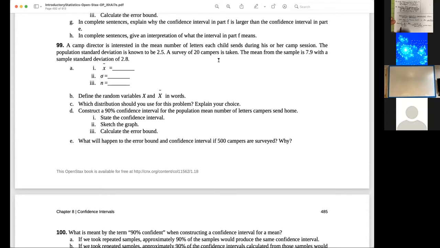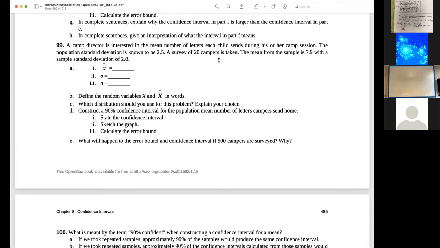And the average number, the mean of the sample, for that we use the symbol X bar, was 7.9. And the standard deviation of the sample was 2.8. And they also give you this extra information that for the whole population of all the kids at camp, they happen to know that the standard deviation is 2.5. Yes, 2.5.